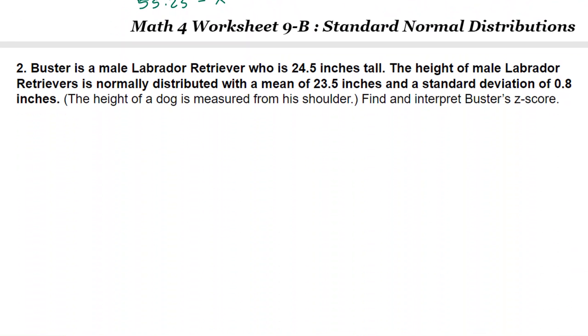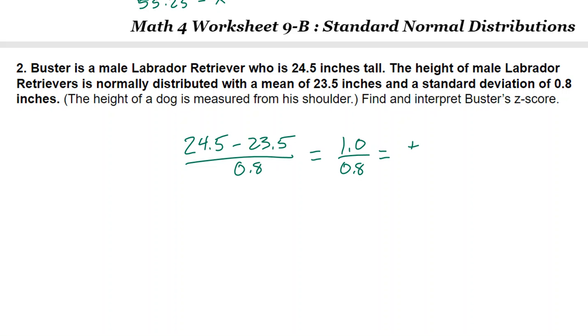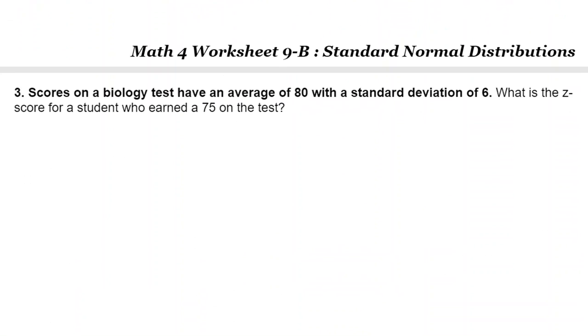All right, a lab retriever is 24.5. The mean is 23.5. And the deviation is 0.8. That is basically 1.0 over 0.8. That's like 5 over 4. That's 1 1/4. Okay, if he earned a 75, mean was 80, standard deviation was 6. That's going to be a negative 5 over 6, which turns out to be a negative 0.8 and a repeating 3.